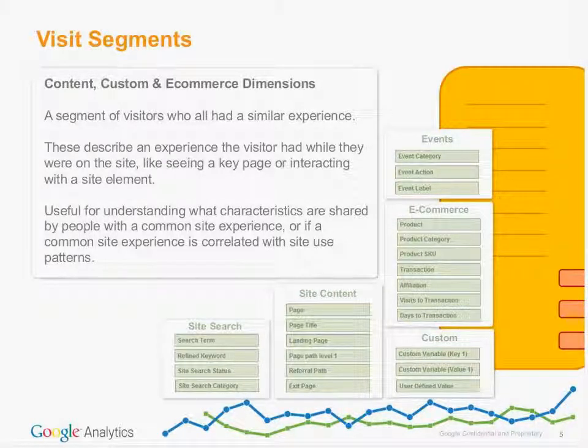So again, for specific examples, you could pivot around visitors who used your internal site search while on your site, who saw certain pages or even landed on certain pages. You can see visitors who triggered certain events or custom variables, both of which require additional page tags to be activated, so not all accounts will see that.